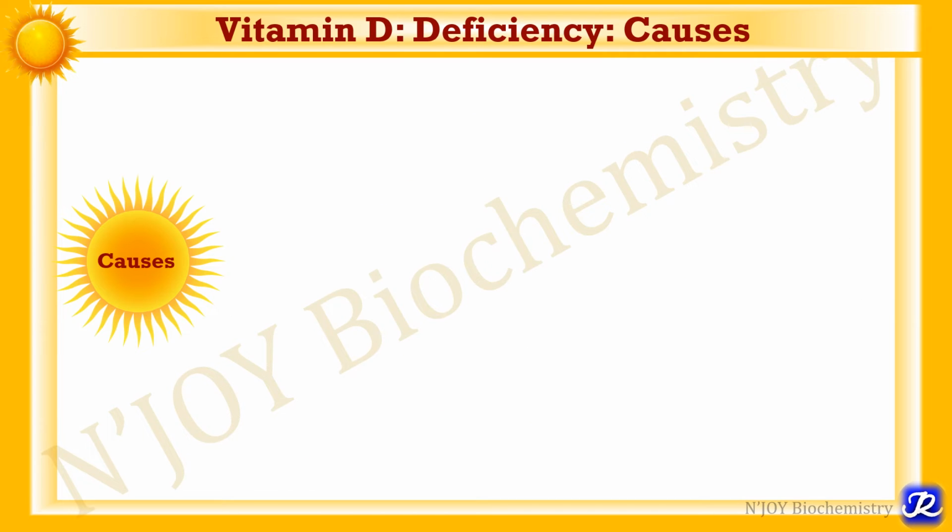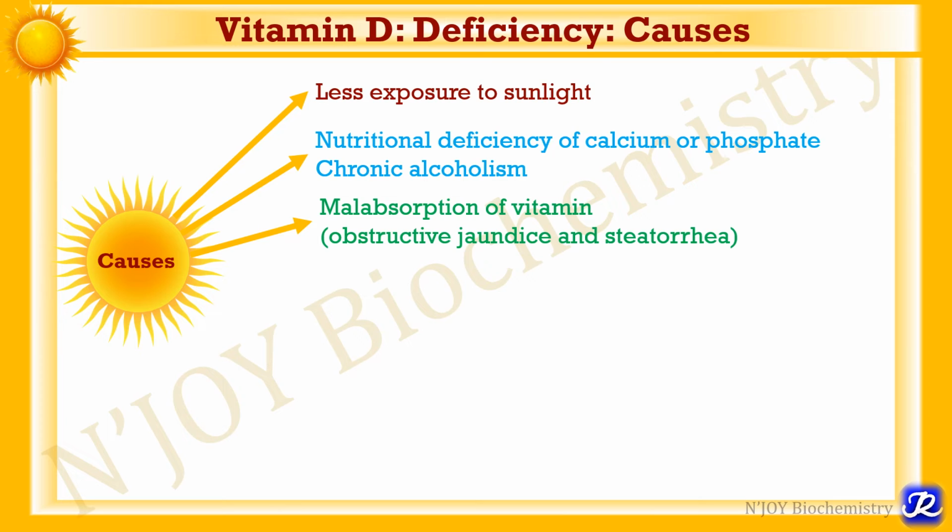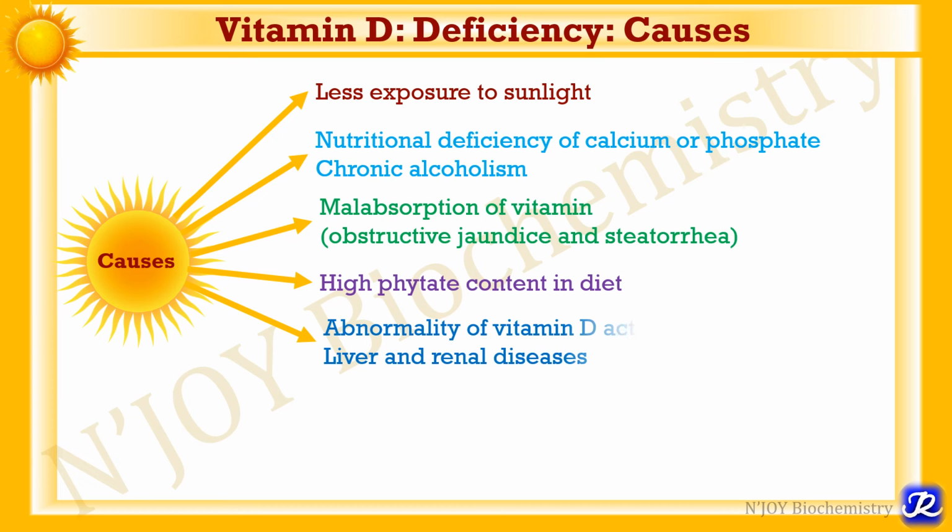What are the various causes of vitamin D deficiency? Whenever there is less exposure to sunlight, and this occurs in people who practice the purdah system, in people who are bedridden for long periods, or inhabitants of polar regions. It can occur in nutritional deficiency of calcium or phosphate and in chronic alcoholism. Malabsorption of vitamin D occurs in obstructive jaundice and steatorrhea. High phytate content in the diet retards the absorption of vitamin D.